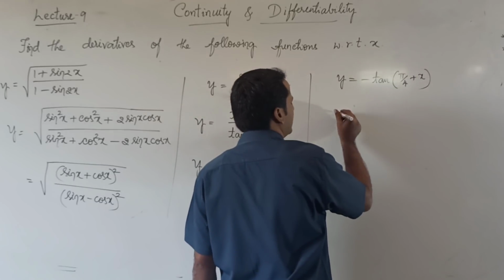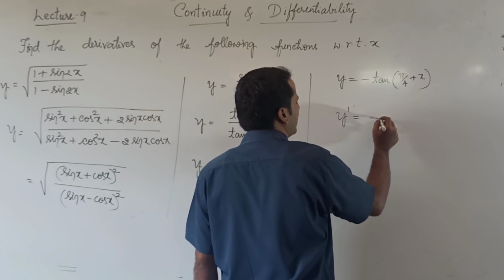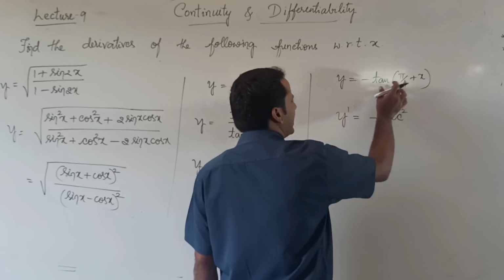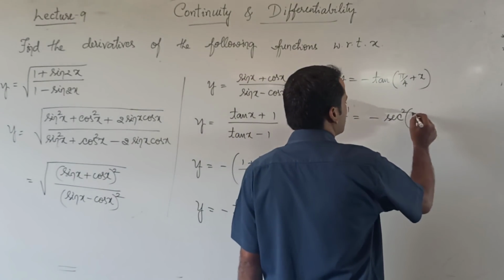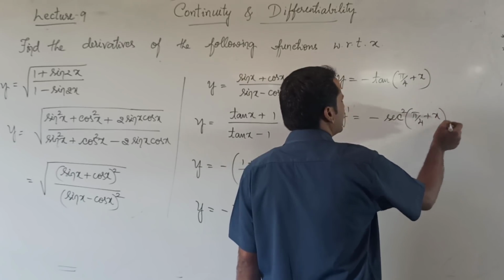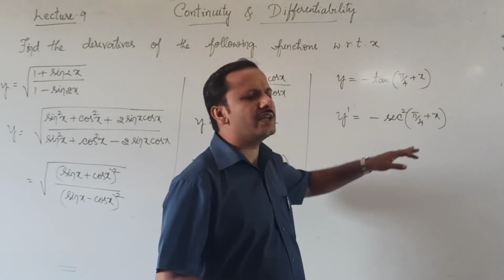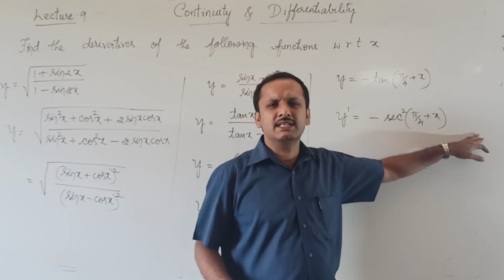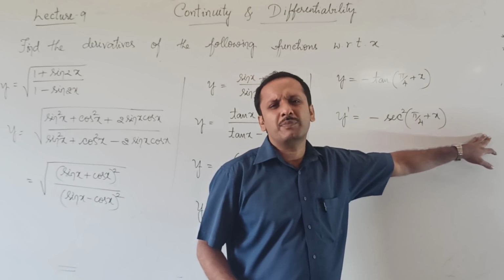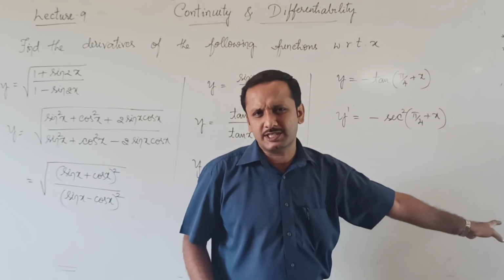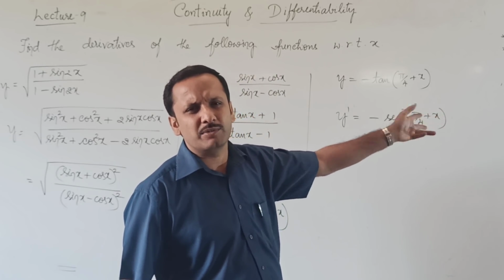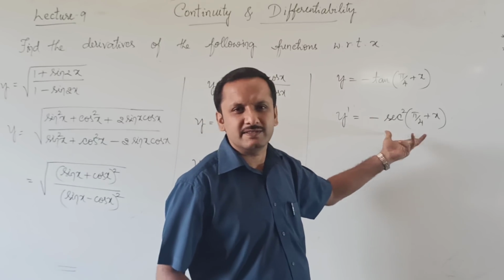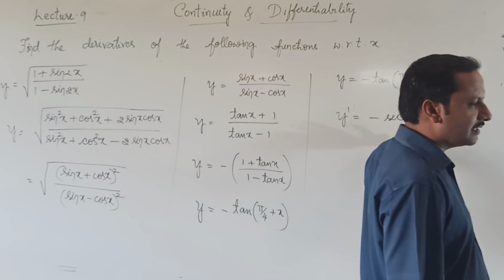Now you differentiate. y dash is equal to minus sec square, since the derivative of tan x is secant square x. So minus secant square of pi by 4 plus x into the derivative of pi by 4 plus x. Pi by 4 is a constant, so its derivative is 0. Plus x is there, whose derivative is 1. 0 plus 1 is 1. 1 into this will remain as this only. So this is the answer.